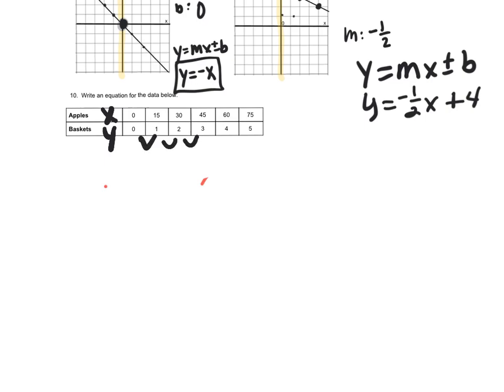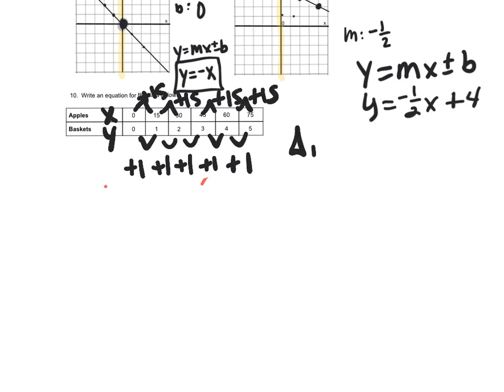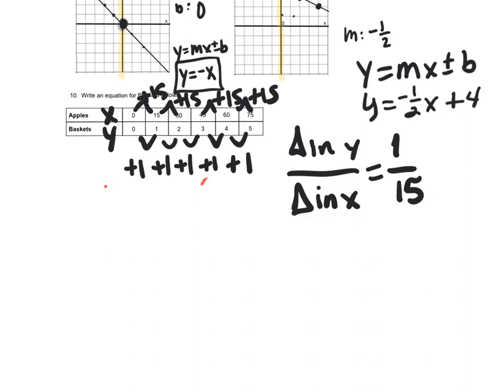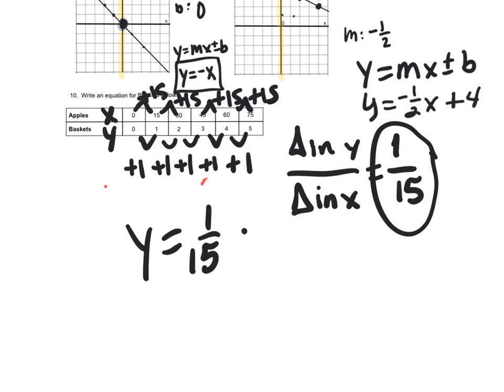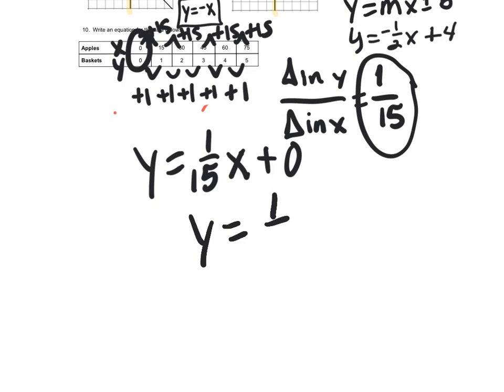So the change here is plus 1. The change on top is plus 15. So my change in y would be 15. Nope, I'm sorry. My change in y would be 1. The change in x would be 15. So 1 over 15 is my m. And then where does it cross? At 0. So I would say plus 0. Well, I don't need that, so I'm just going to rewrite it as y equals 1/15 x.